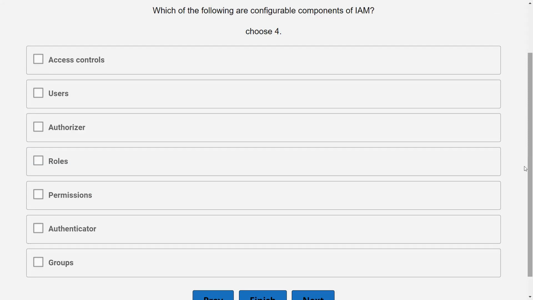Now, among all these are configurable stuff, but not all of them are related to IAM. I think except the authorizer. I don't know what an authorizer is. So you are looking at configurable components as far as IAM is concerned. ABDG.